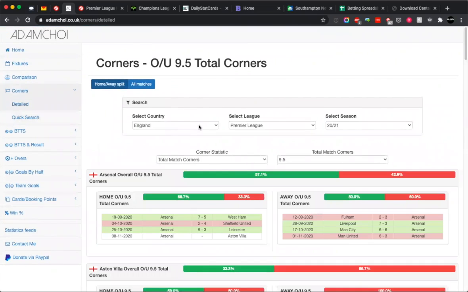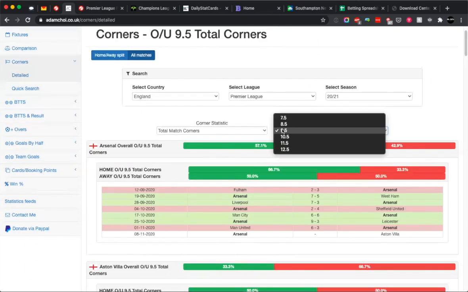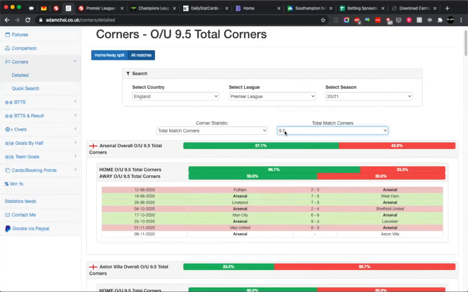It's a free site, by the way. You don't pay anything for this site. You can come here, go by the country, and select. And 9.5 is usually safe, because a team that can have more than 9.5 corners can easily cover 8.5. I'll explain what the match corners are just now.